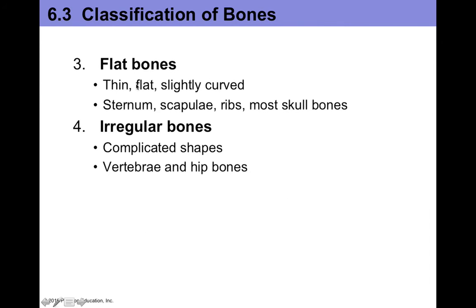Now, flat bones are thin and flat, slightly curved. An example of a flat bone could be things like your sternum, scapula, ribs, and most of your skull bones, or bones of your cranium, are considered flat bones. And irregular bones have more complicated shapes. An example of an irregular bone could be something like your vertebrae or your hip bones.